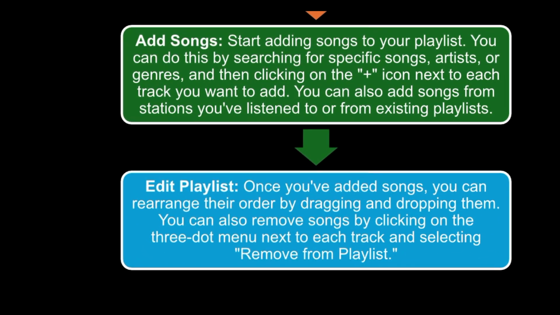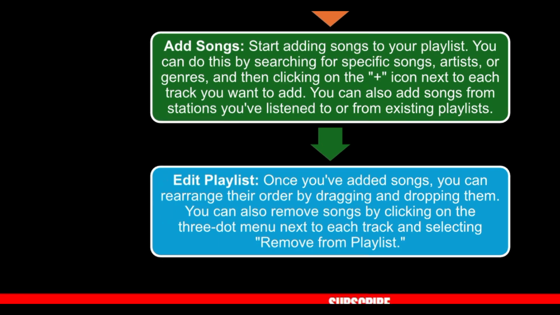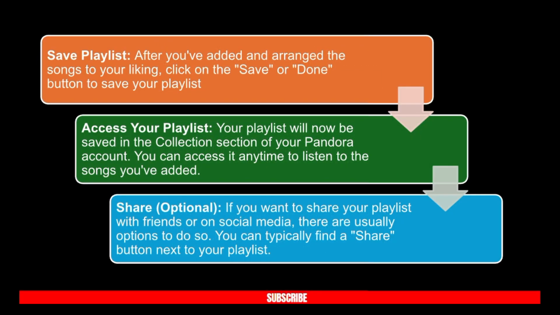Then edit your playlist. Once you have added songs, you can rearrange the order by dragging and dropping them. You can also remove songs by clicking on the three-dot menu next to each track and selecting Remove from Playlist.